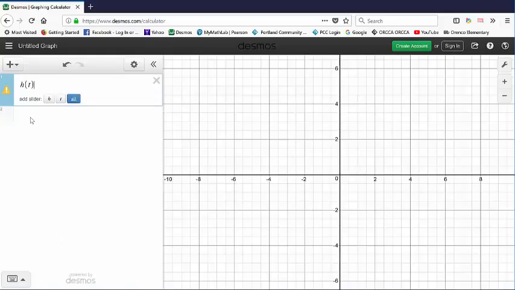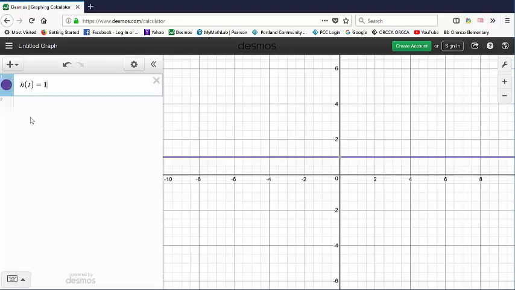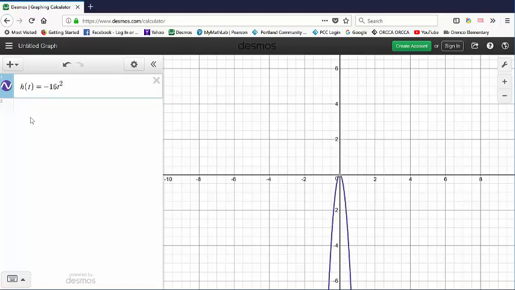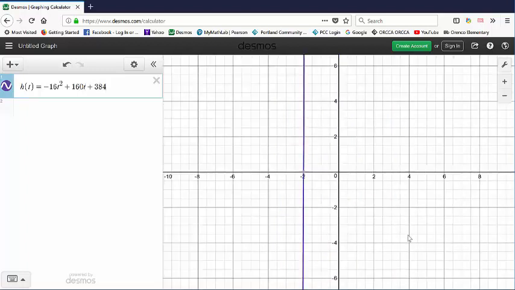Okay, so I'm going to graph h of t equal to negative 16t squared plus 160t plus 384. Now, notice I'm not using x as my input. I'm using t, and it's still graphing this, right? So just something to note there. Desmos is really versatile that way. In this initial viewing window, we don't see much, right?